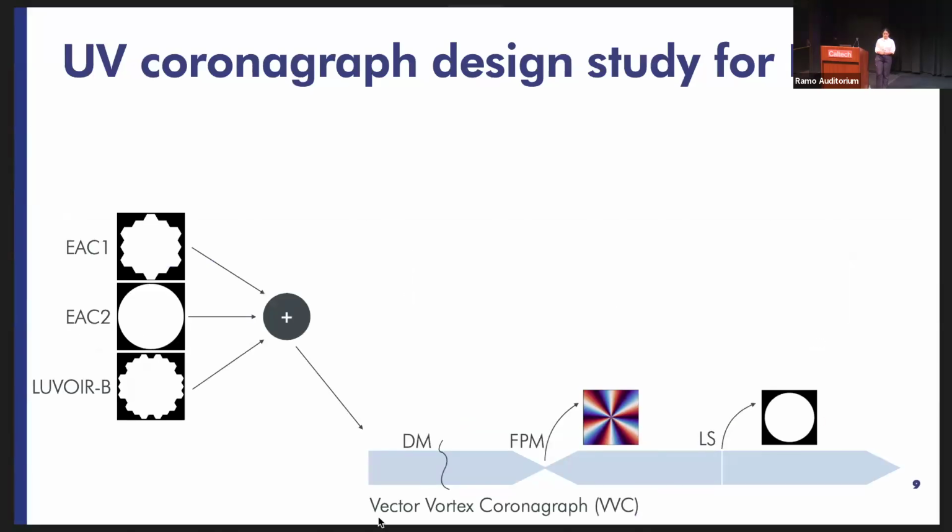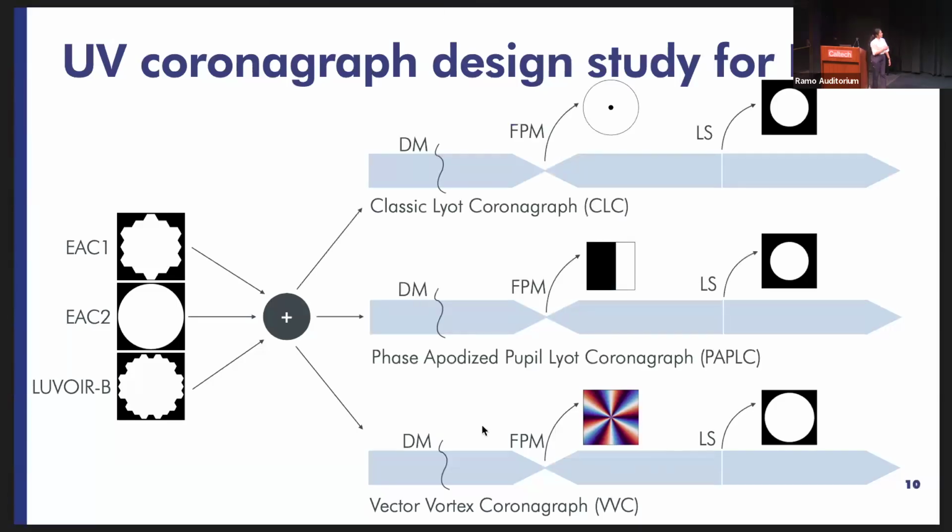The first coronagraph we considered was the VVC, simply because of the legacy we have with SCoOB. So we're using the same charge 6 vortex for the focal plane mask, and a 90% Lyot stop. The question we asked was, we know we can have a larger inner working angle, and we know we want to increase the throughput in the UV, so can we just have a simple coronagraph and exploit all of this? So we're considering a classic Lyot coronagraph, which has just a circular occulter as the focal plane mask, and a phase apodized pupil Lyot coronagraph, where we have a knife edge focal plane mask, and the apodization comes from the DM itself.